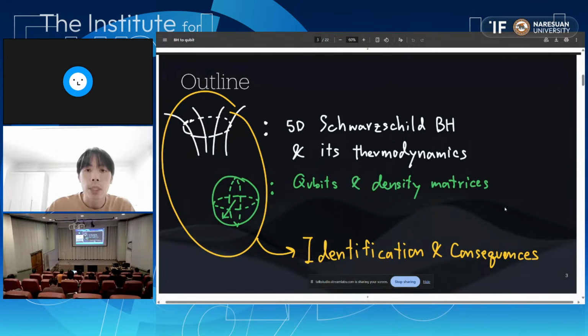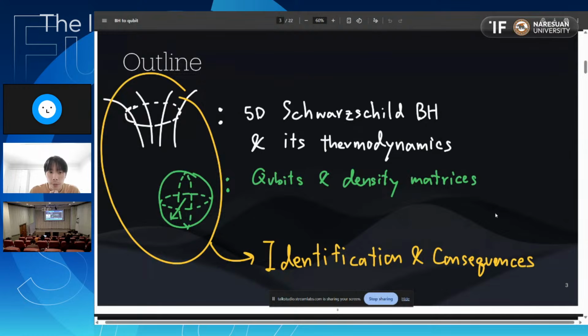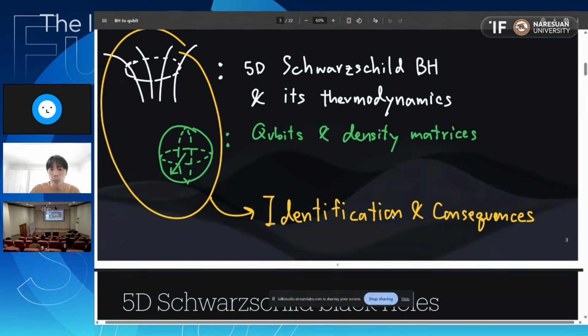I'm going to start with the 5-dimensional Schwarzschild black hole, and the reason is that the solution and its thermodynamics look easier than in 4D. I'm going to give a bit of a review, actually just a very little bit, of qubits and density matrices. And then I'm going to try to reconstruct the black hole system as qubit systems. And let's see what we will end up with.